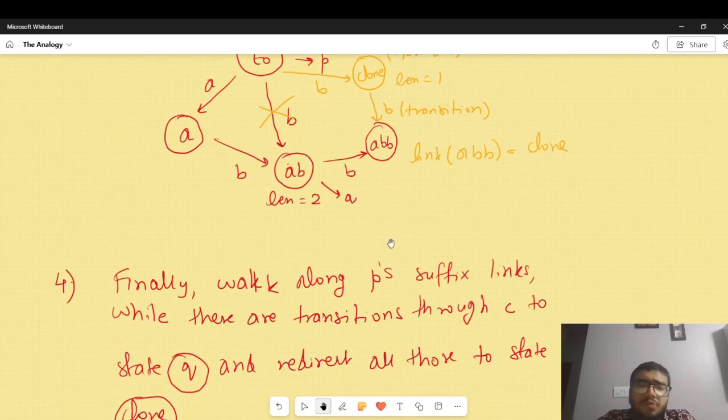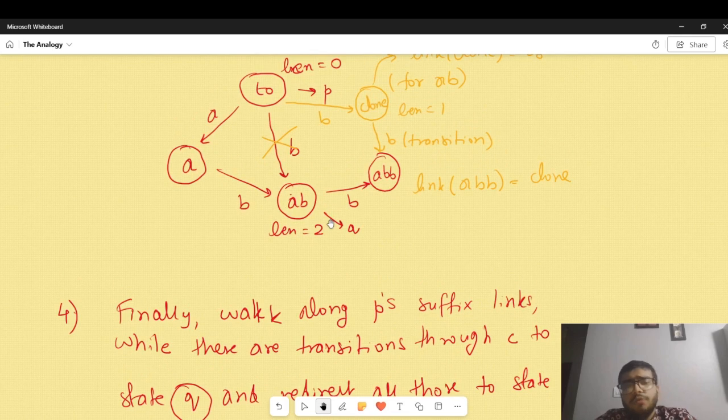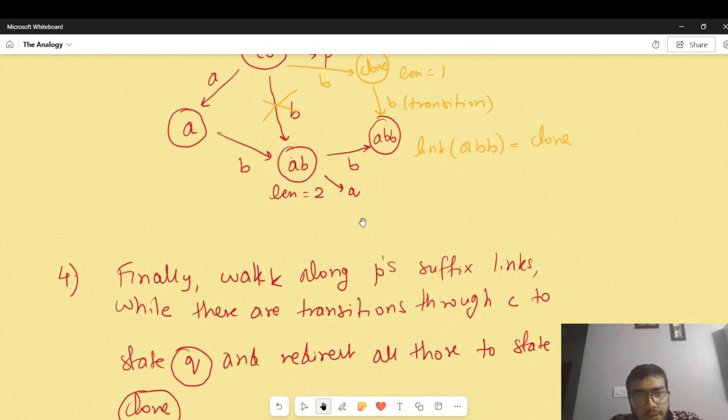Now, one thing is beautiful to understand here: we are not done yet, because the string x plus c will get repeated if we do this, because there is an existing transition from P, or from any suffix link of P, which has the transition C to Q. To eliminate all those possibilities, as clone is the suffix link of Q, I don't want to generate x plus c inside Q so that we have 2 times x plus c in our automaton, as each substring only occurs once. So we walk along P's suffix links and while there are transitions through C to state Q, we redirect all of those to clone.